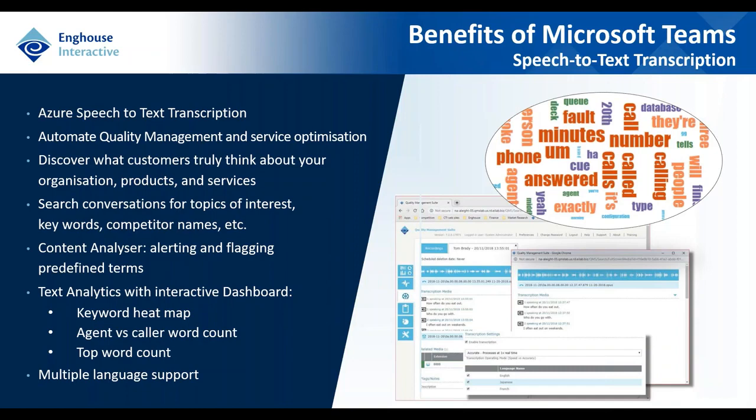We also have integration for Microsoft Azure speech-to-text transcription, and that gives you automated quality management and service optimization. You can really, truly discover what customers think about your organization, your products, and your services. You can really easily search conversation for topics of interest, for keywords. You could search for competitor names. You could analyze your content, and you can flag predefined terms. Once you've done this, you can use it all with text analytics and our interactive dashboard to display the keyword heat maps, and it also has multiple language support available.